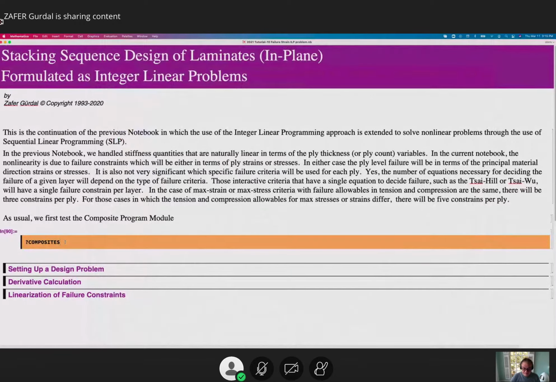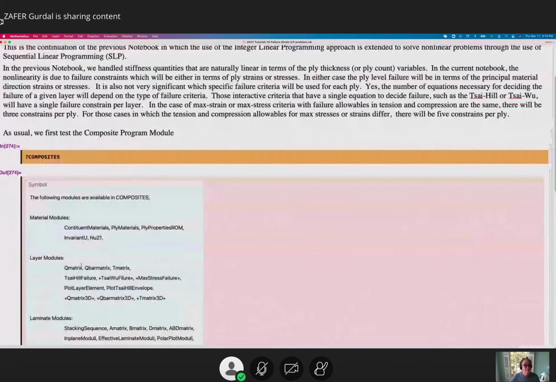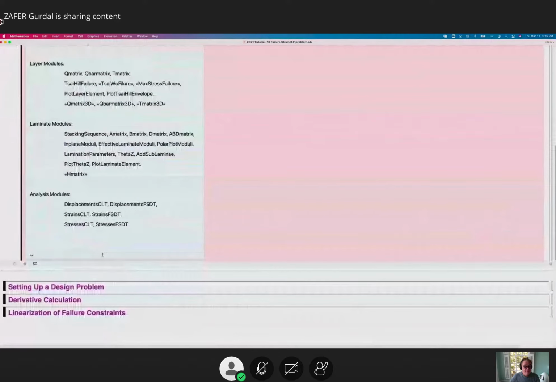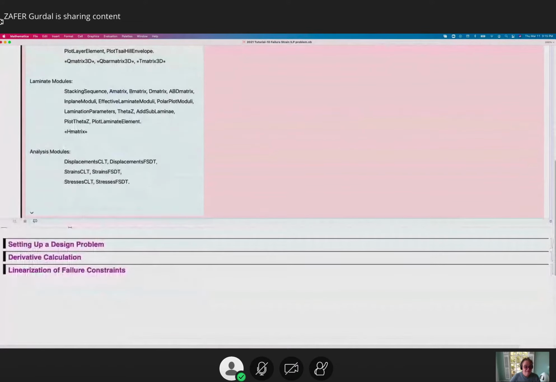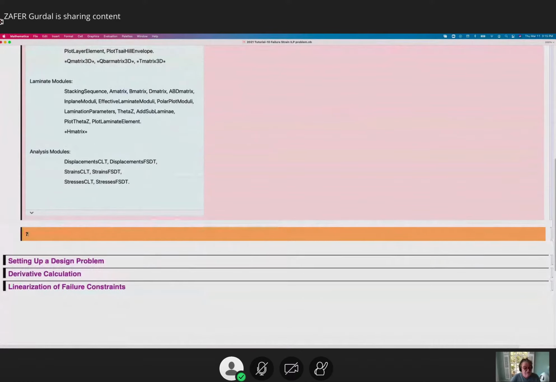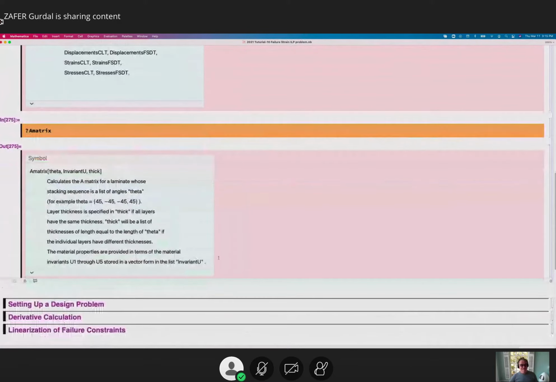So let's check if those are available. Yes, my composites is available. And the difference that I made is in the A matrix. So I'm just going to copy A matrix and type question mark A matrix and explain the difference of the new version from the previous version.